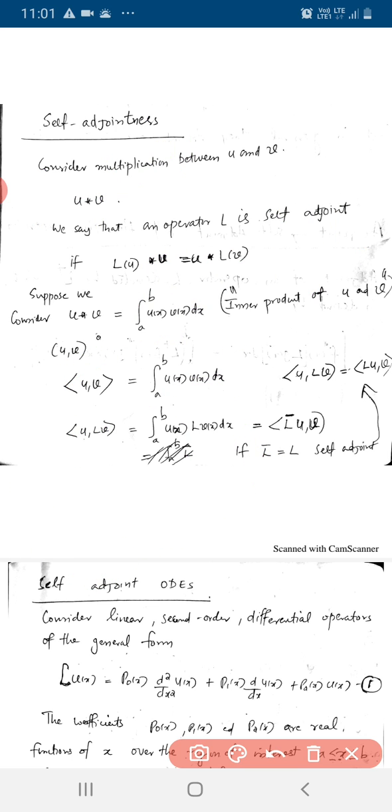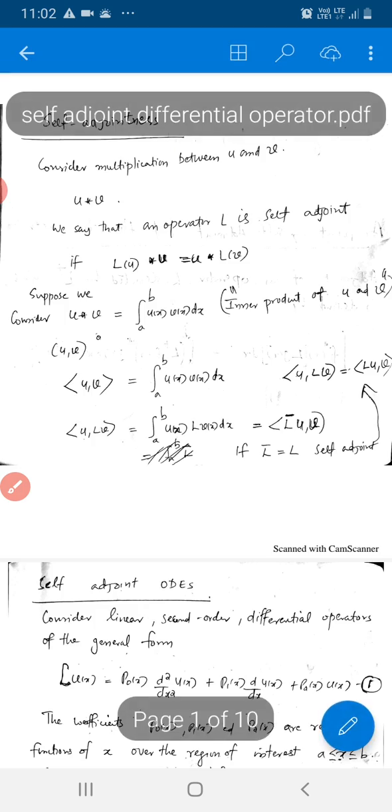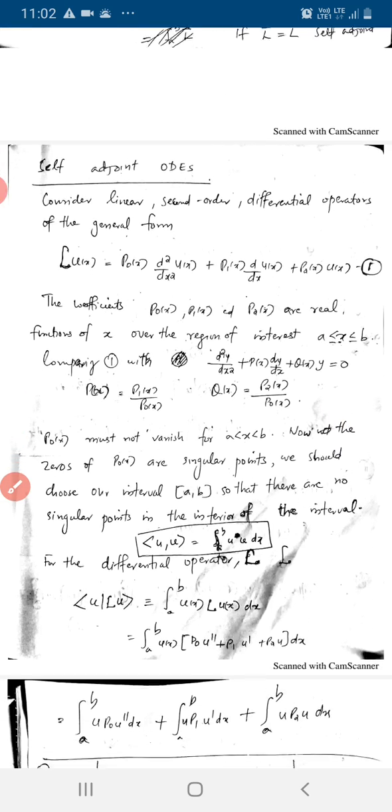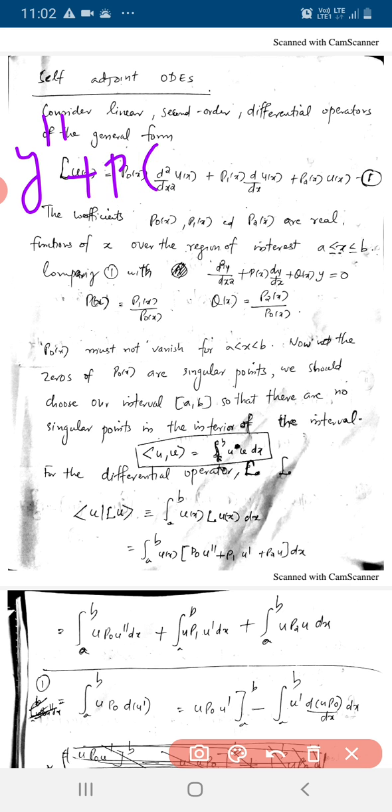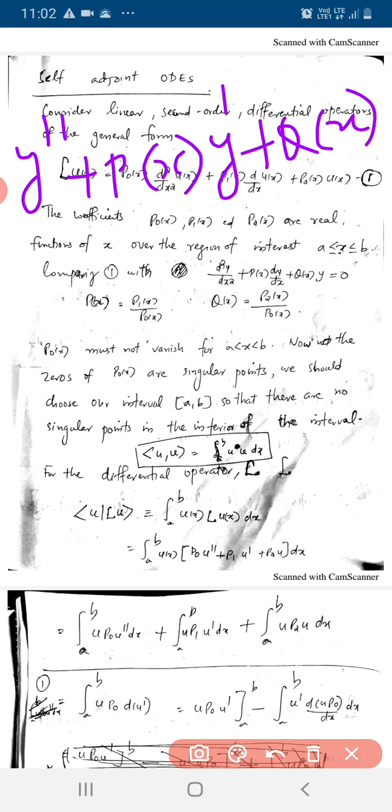So this is the idea that we are going to use here as we consider self-adjoint ODEs. The self-adjoint ODE that we are going to consider is this. A differential equation like we have already seen: y double prime plus p of x y prime plus q of x y equal to 0.